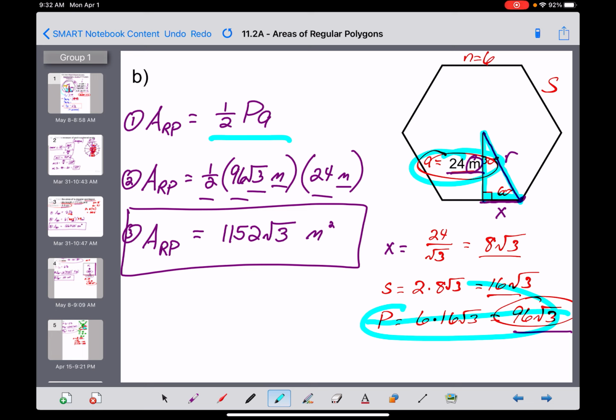When we get to 11.2b, now we start dealing with triangles here that are not special right triangles, and we're going to need our calculator in order to do trig on there. Doesn't that sound like fun?